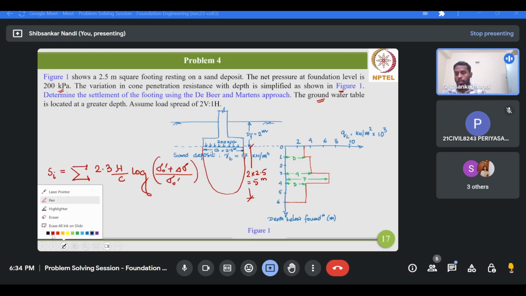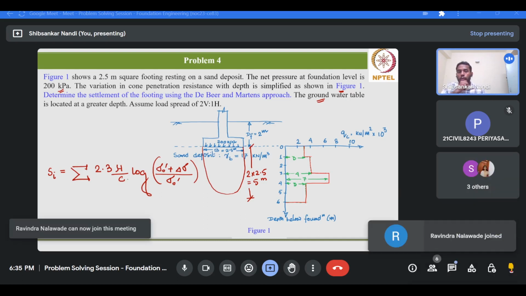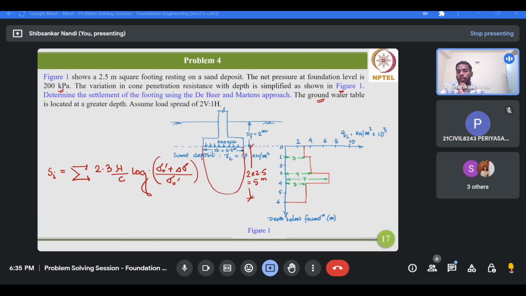Therefore the summation sign is placed before this expression. For each individual layer, you have to calculate these entities: H, C, sigma 0 prime and delta sigma. What is H? H is again the thickness of the layer, and it's very straightforward. You can easily calculate it because you have already done the layering, so based on your layering you can easily determine the thickness. What is C? C is the compressibility of the layer. This is the compressibility coefficient.